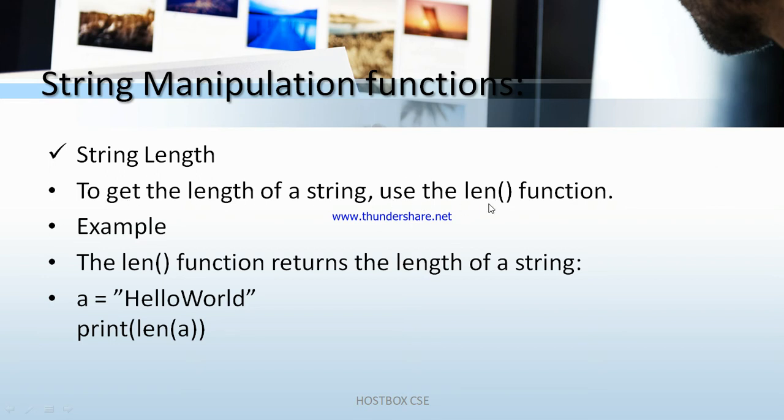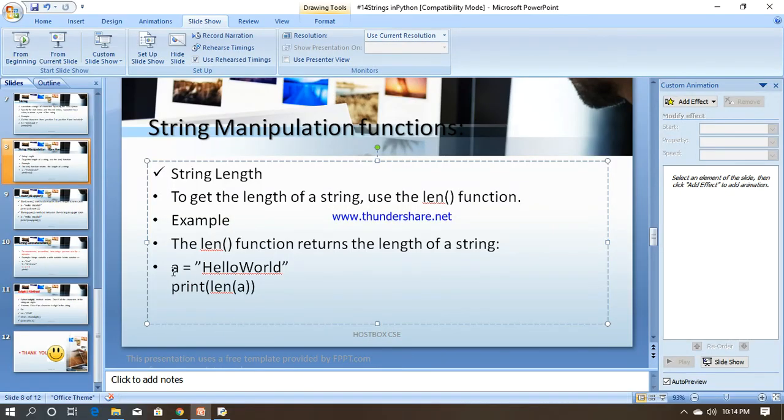To get the length of a given string, you can use the len function, which returns the length of the string. For example, I have a Python script with a is equal to "hello world". When I print len of a, it will print the length of the string. Let's go for execution. Simple and easy.